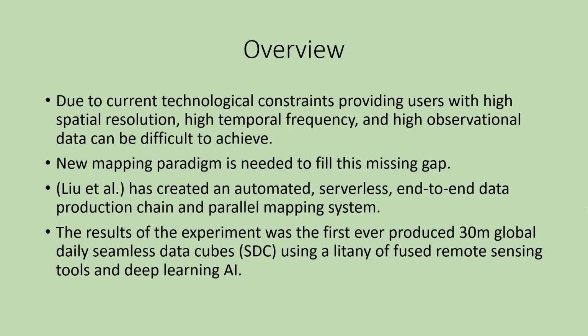The results of the experiment were to produce the first ever 30-meter daily seamless data cubes, and they used a litany of remote sensing tools and deep learning AI. The SDC was produced through a multi-source, multi-temporal data reconstruction fusion workflow based on Landsat, MODIS, and AVHRR virtual constellations. They then independently validated their results. Their average accuracy over the annual land cover maps turned out to be roughly 80% for level 1 classification and 73% for level 2, although they had a lot of other classes that they classified their accuracies in, and not all of them were that high. So there were some alternate estimations there.